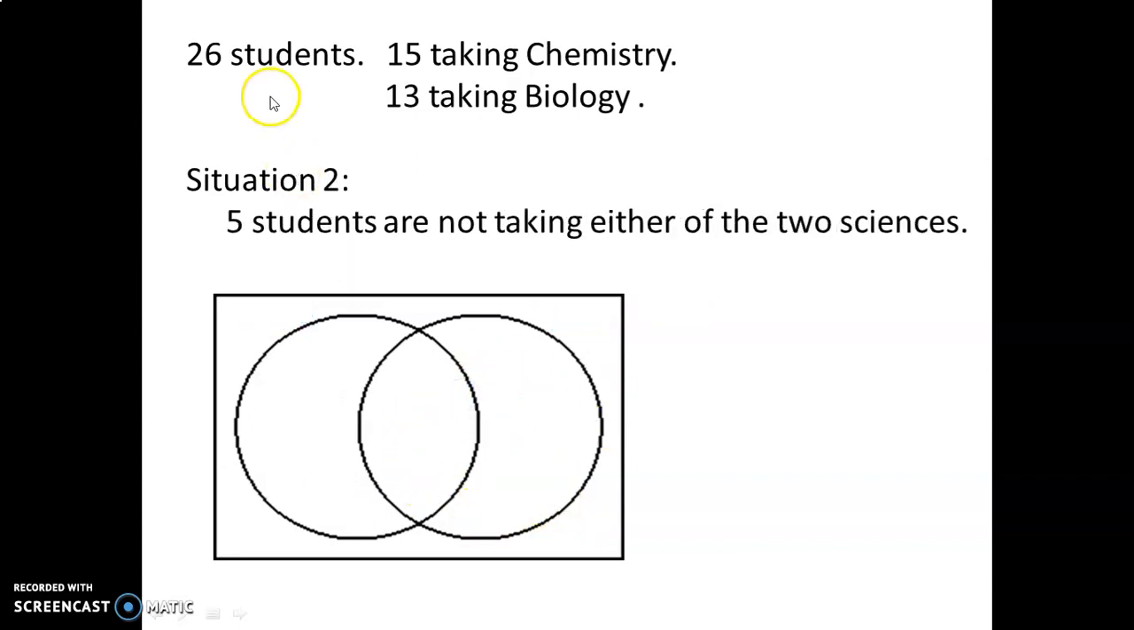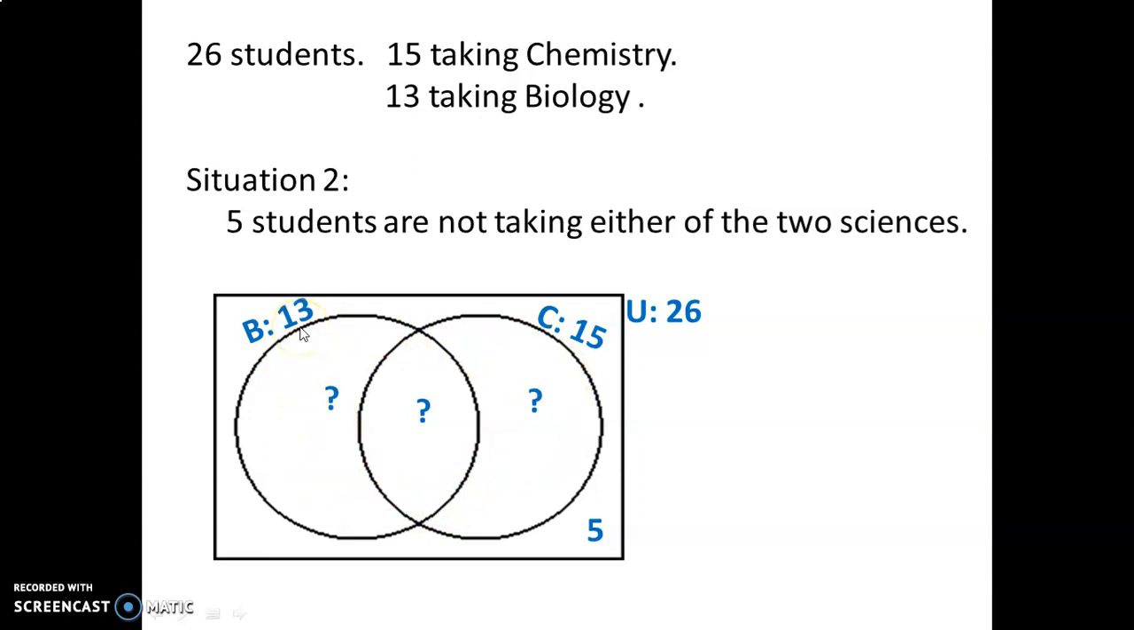Let's change this scenario a little bit. Same group of students. However, now 5 students are not taking either of the 2 science classes. So again, we have our biology, our chemistry, and now what number goes out here? Well, that is now 5, because there's 5 taking neither of the sciences. So now we have 26. 5 are not taking the sciences. So what should be the total within these 2 circles? Well, that total should be 21, because there's 26 in total, 5 here, so there should be 21 students in here, somewhere in bio and chemistry.